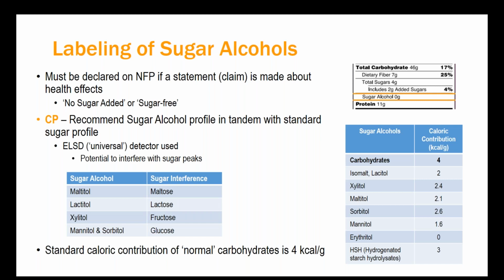One thing that's not listed on this slide, I should say, but that many don't know: if you're only adding one specific sugar alcohol, you can actually call out that specific name in your facts panel. So where I have sugar alcohol 0 grams, if you're only adding erythritol or only adding sorbitol, you can replace that nomenclature with the specific sugar alcohol name. But if you're adding more than one, you can't do that, and you would just have to list sugar alcohol.